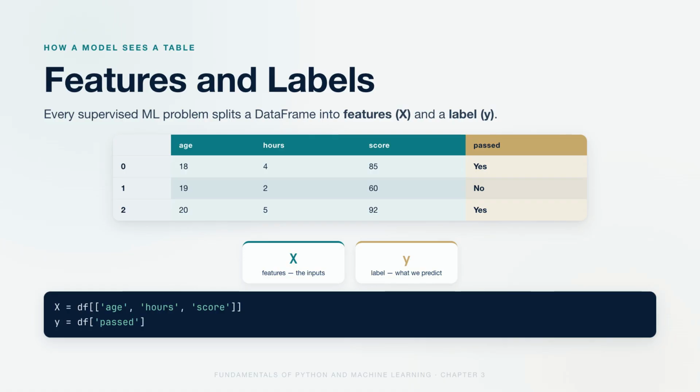In Pandas, we can write X equals the data frame with attendance, assignments, quiz average, and y equals the data frame final result, where X contains the input features. The variable y contains the label. This is a very common pattern in machine learning. Later we will use scikit-learn and pass X and y into a model. So Pandas helps us prepare the exact structure that machine learning models need.